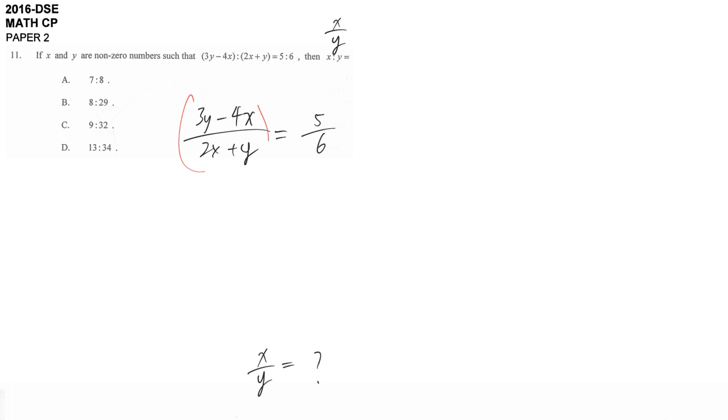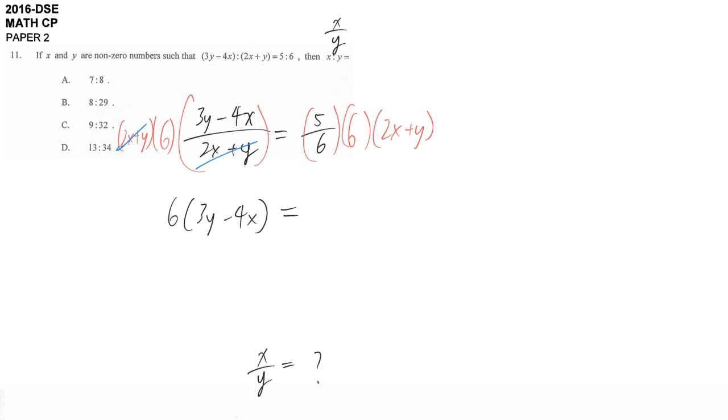Both sides times 6 because I don't want 6. At the same time, both sides also times 2x plus y because I don't want that denominator. So in left hand side, 2x plus y divided by 2x plus y gives you 1. What is left is just 6 and 3y minus 4x. Right hand side, 6 divided by 6 gives you 1. So the factors left are 5 and also 2x plus y.